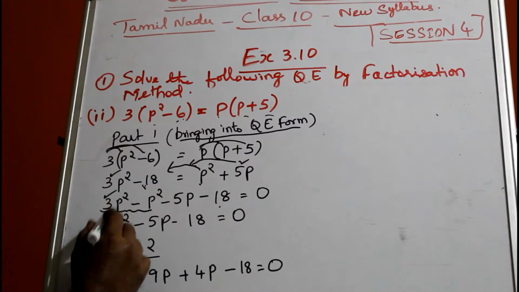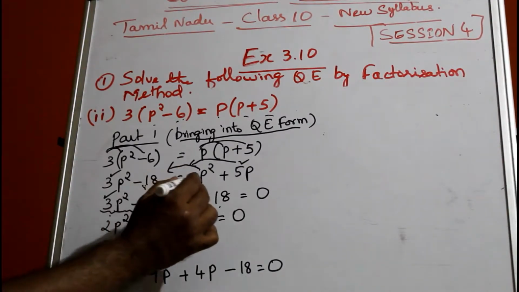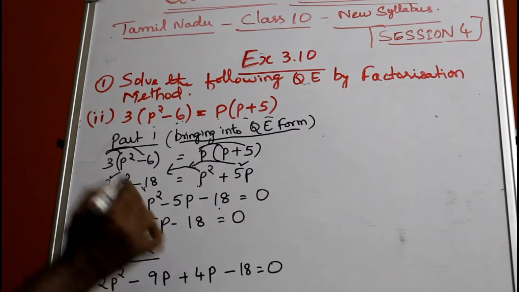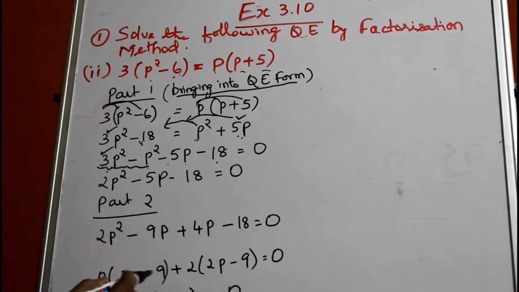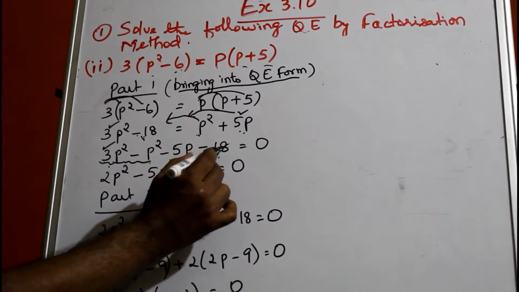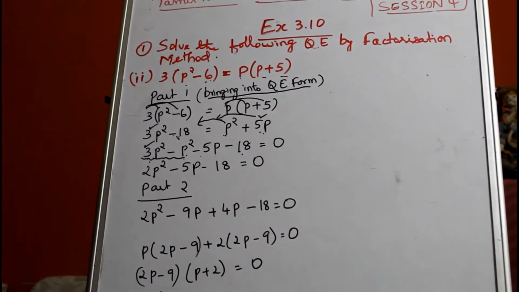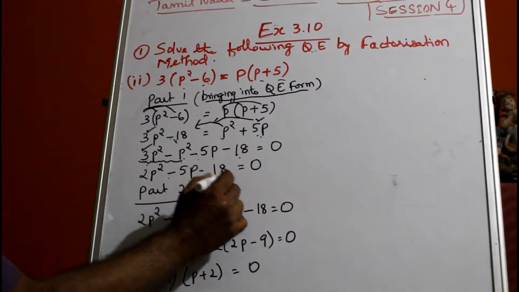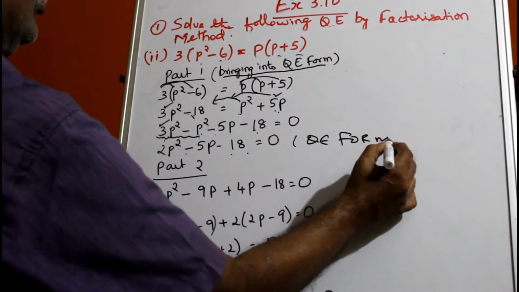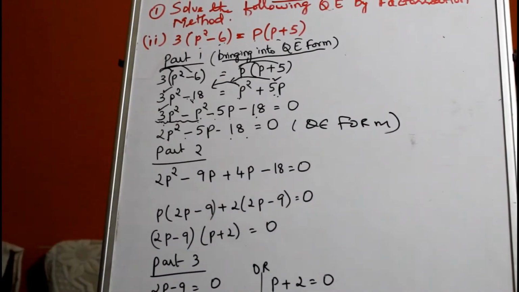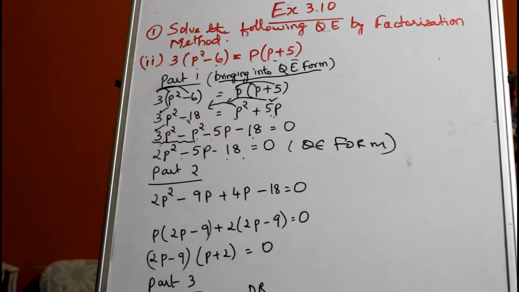So again repeat, write the 3p square first, which is in the left hand side. This is in the wrong side, you bring it here, 3p square minus p square. Similarly 5p is in the wrong side, when you bring this side it will become minus 5p. Minus 18 is in the correct left hand side, put equal to 0. And 3p square minus p square is nothing but 2p square minus 5p minus 18. So this is called the quadratic equation form. Okay, this is called the standard form of a quadratic equation. So part 1 is you must try to bring this in the quadratic equation form.